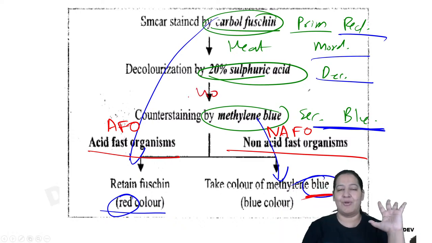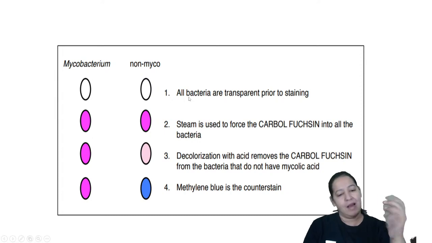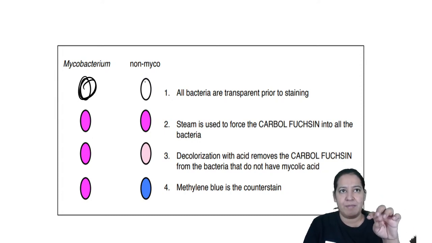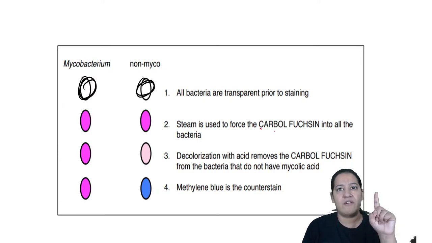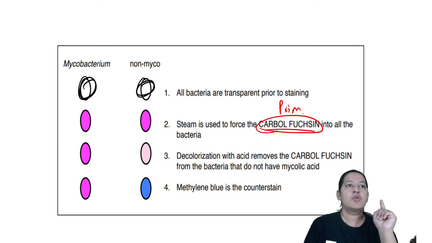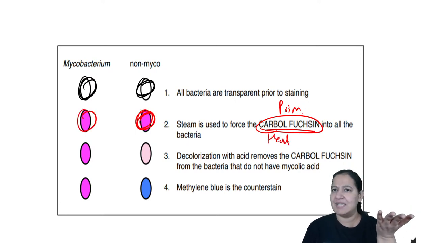Vapas mein classification karungi. Have you got it? So what is the principle? Again, the same principle. All bacteria are initially transparent. Once you give the red stain, the primary stain, carbol fuchsin, all will become red. Then you are giving heat. Heat se fix ho gaya.